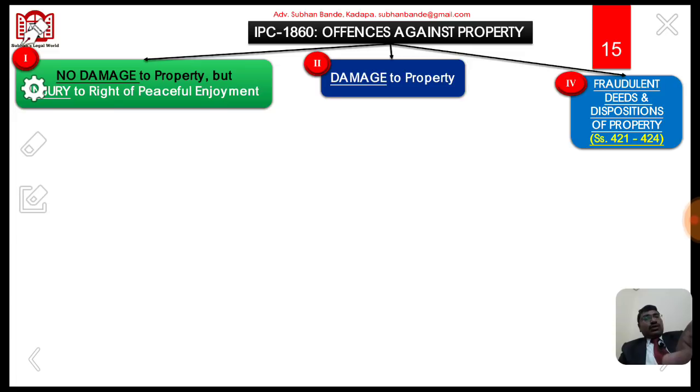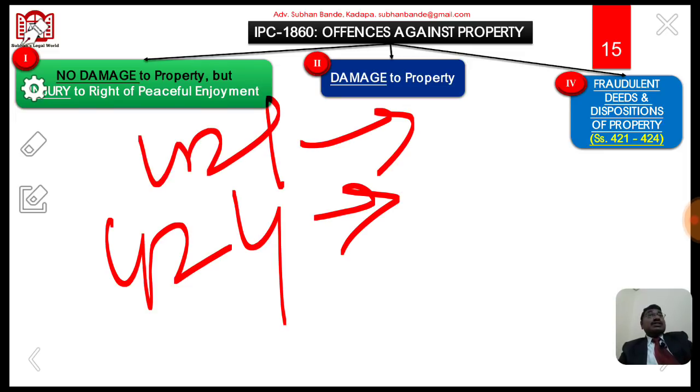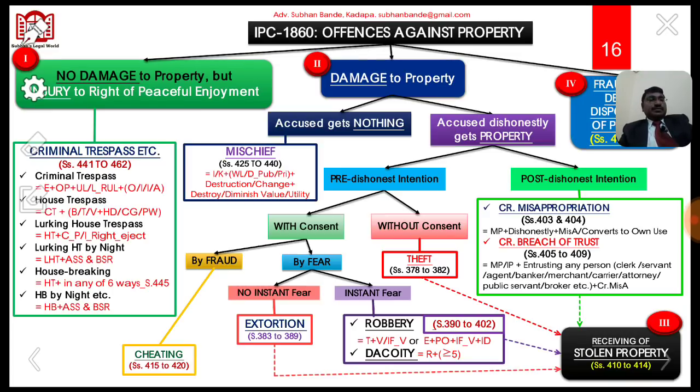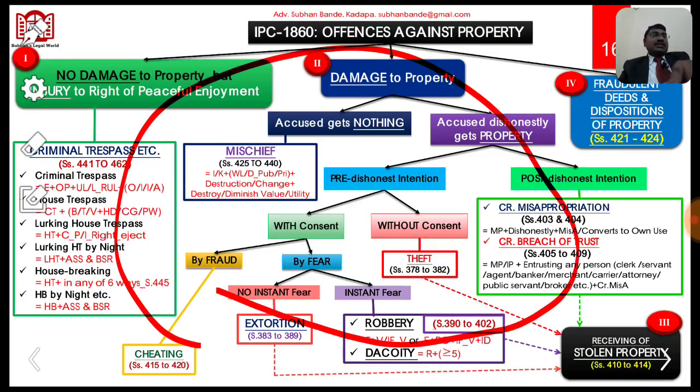Section 424 deals with dishonest or fraudulent removal or concealment of property. Here 421 deals with dishonest or fraudulent removal or concealment to prevent the distribution among the creditors, but section 424 deals with dishonest or fraudulent removal or concealment of property, not to prevent the distribution among the creditors. Friends, this is about the offences against property. This is the total overview of offences against property.